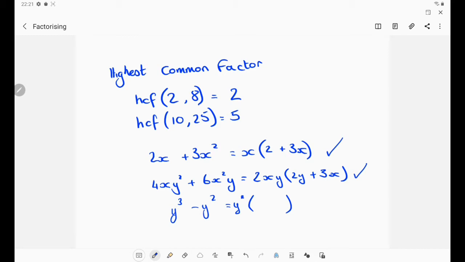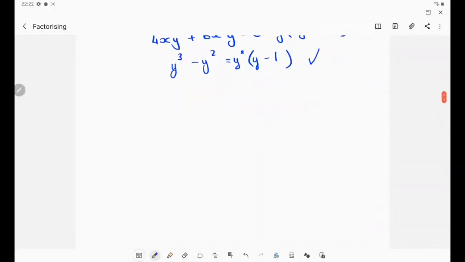Now, y squared times what gives you y cubed? y. And then y squared times what gives you minus y squared? We're going to have to times it by -1. So this is factorising using the highest common factor. You go through numbers, letters in turn to see what is in both of your terms. Once you've done that and you've got that expression at the front, you then fill in your bracket with your missing multiple that would make the big term on the outside.